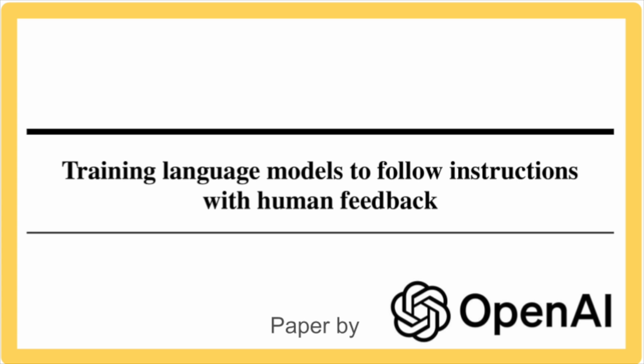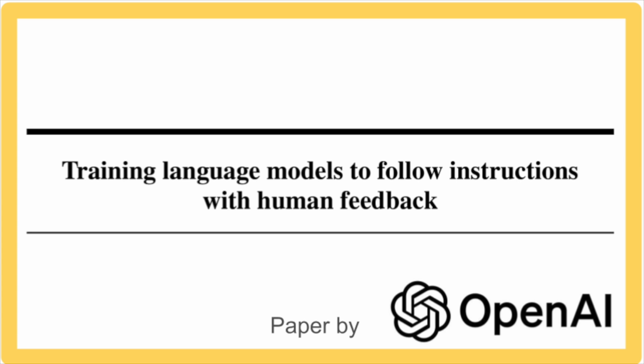The alignment tax refers to the potential performance degradation on certain tasks when a model is fine-tuned for alignment. The paper found that InstructGPT models showed some performance regressions on public NLP datasets, but these regressions were mitigated by incorporating pre-training data into the RLHF fine-tuning process. So the paper suggests that we can improve alignment without sacrificing performance on other tasks. What are the implications of this for future research?